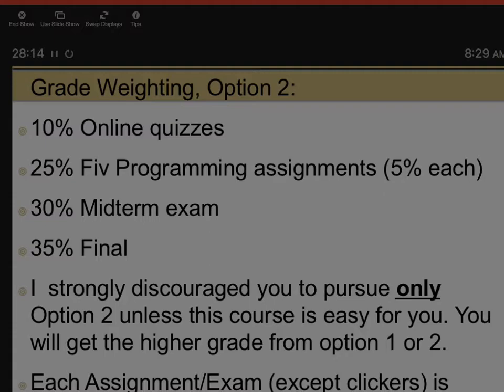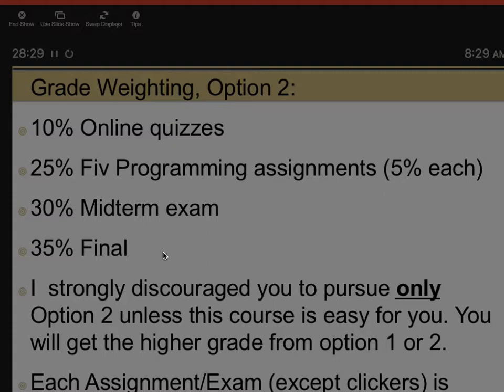Okay, so the second grading option, which I want to discourage you from, but every year some people do it, and that's your choice. The online quizzes will be 10%. So you have to keep up with the class. 5 programming assignments, 5% each, so they're worth a little bit more. 30% for the midterm and 30% or 35% for the final.